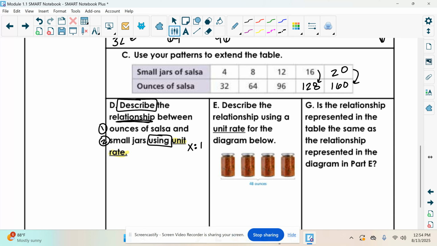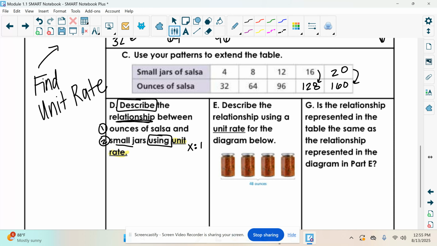Do we have the unit rate? Do you have a ratio here from this table in part C where the second number, which is the small jars here, is 1? In this table, do we know where the small jars are 1? No. Well, if they want us to use it, we kind of have to find it. We have to have it. Okay? So to find unit rate, these notes are important. To find unit rate, you have two options.